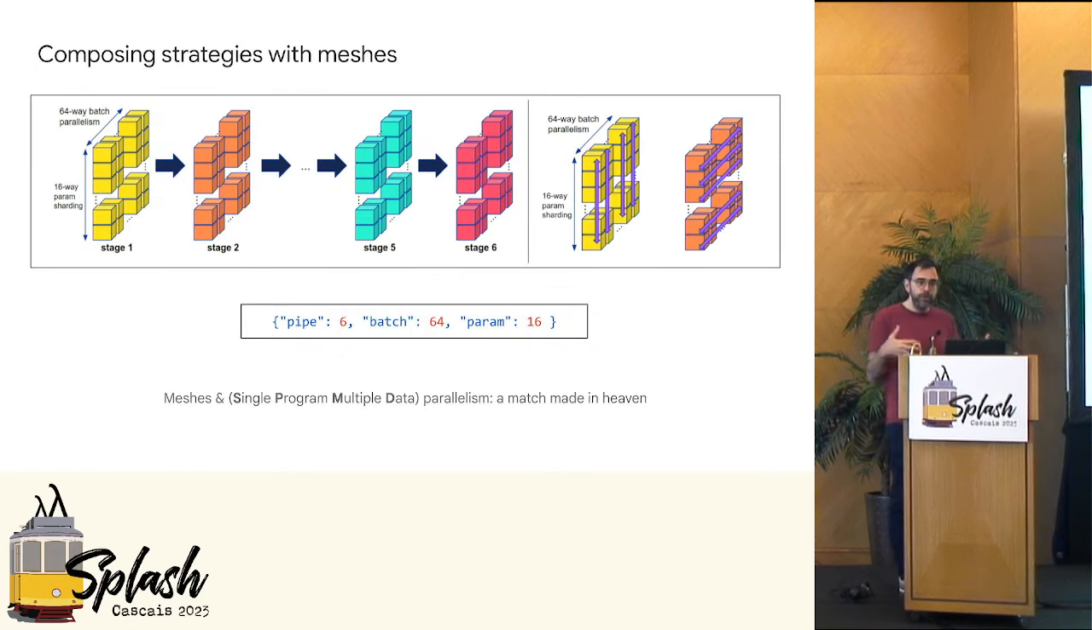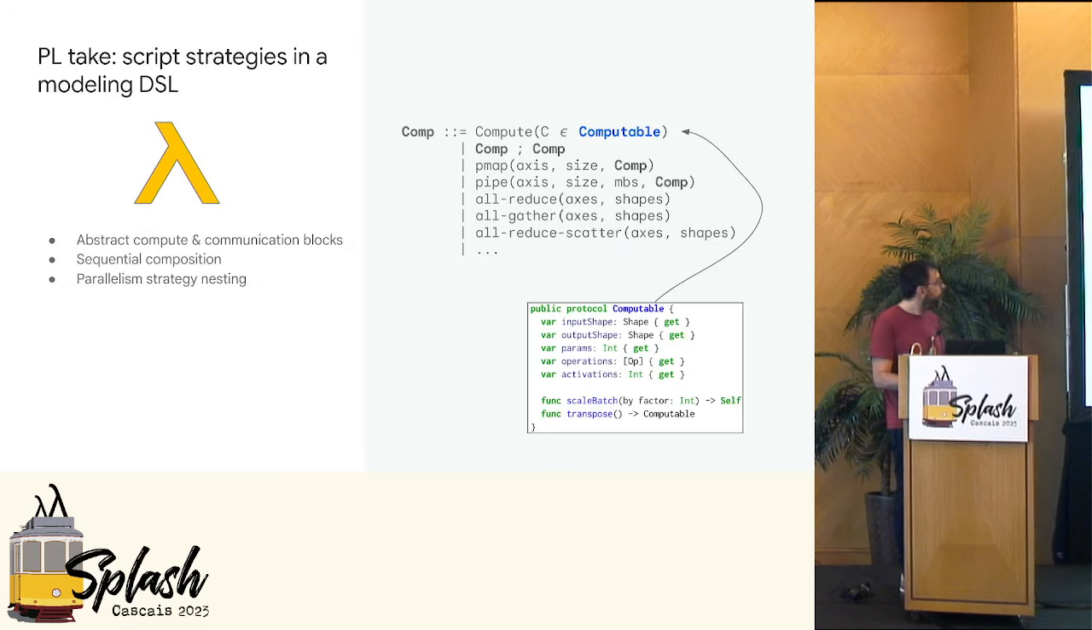Meshes and composing strategies are a really good match. Here we see 6 stages of pipelining. The pipeline is composed of 6 stages, and within each stage you do 64-way data parallelism and 16-way parameter sharding. So you can think of a cluster of 6 by 64 by 16 devices. And the very first thing that we did here, since we want to talk about composition of the strategies, is come up with a little modeling DSL where programmers and systems designers could sketch some of these strategies.